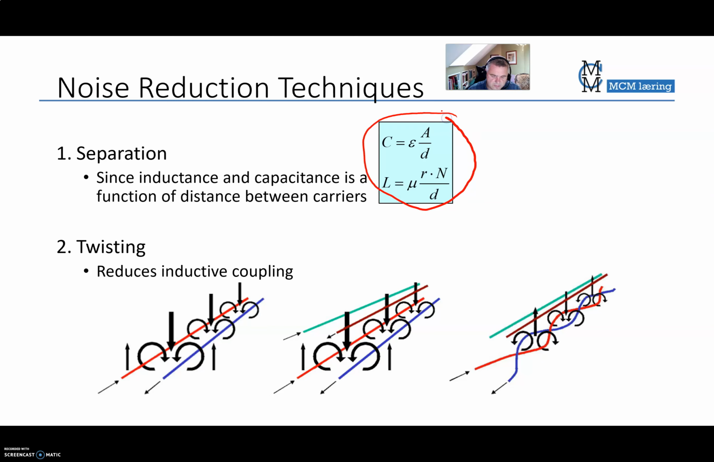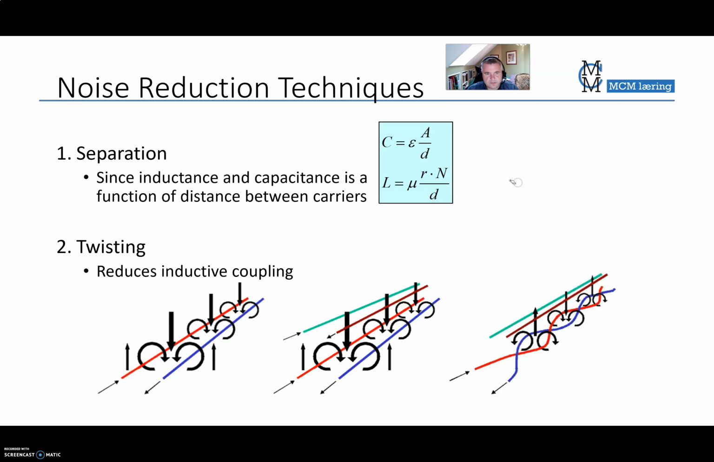We can separate cables from each other, or separate the signal cable from the problem area. That would influence both the capacitive coupling and the inductive coupling, because here you see the distance is in the denominator, and also here the distance is in the denominator. So if the distance becomes larger, then both the capacitance and the inductance become smaller, and thus the inductive coupling or capacitive coupling becomes smaller as well.